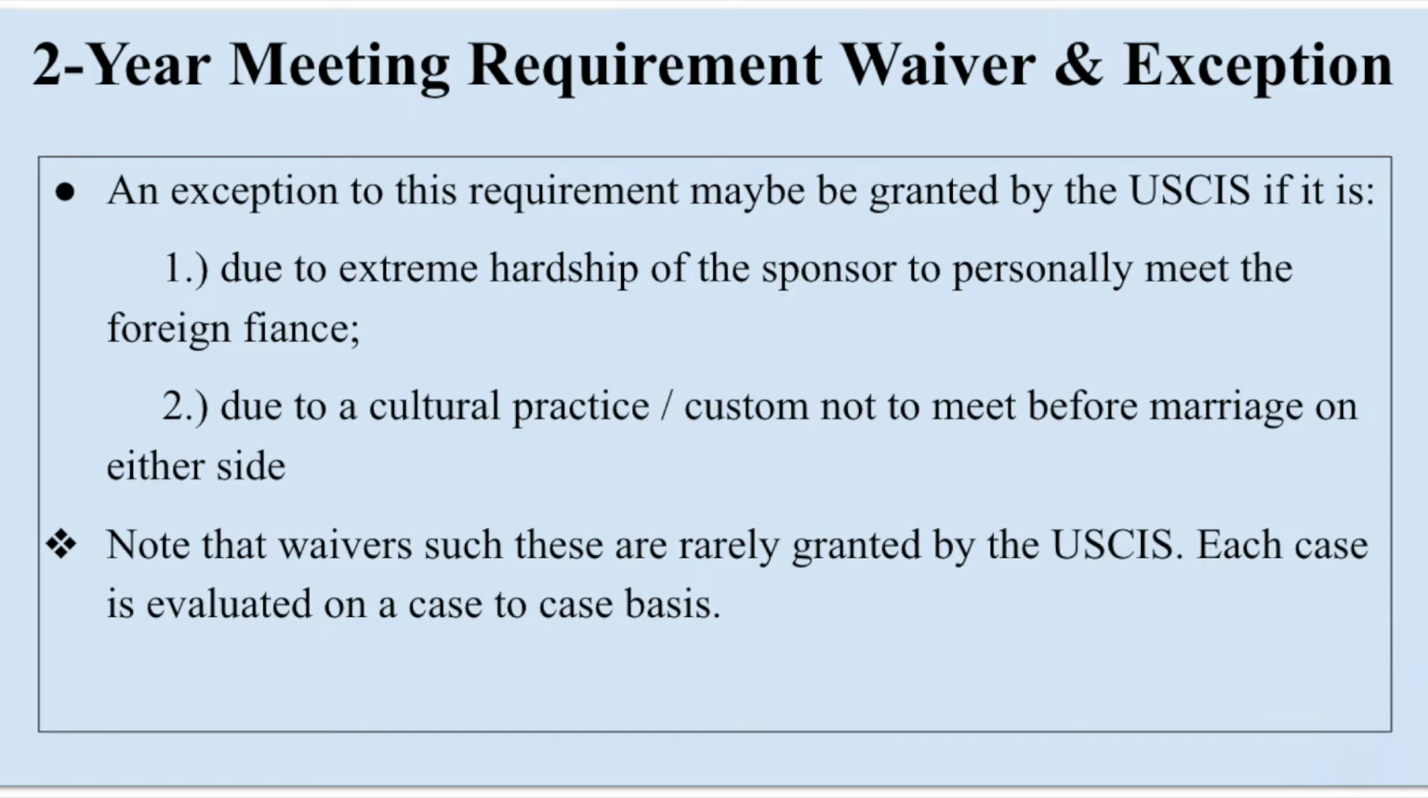2-year meeting requirement waiver and exception. An exception to this requirement may be granted by the USCIS if it is: number 1, due to extreme hardship of the sponsor to personally meet the foreign fiancé; number 2, due to a cultural practice or custom not to meet before marriage on either side. Note that waivers such as these are rarely granted by the USCIS. Each case is evaluated on a case-by-case basis.